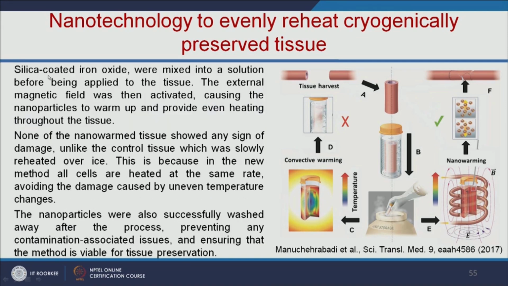Here the scientists are using silica coated iron oxide. This will be applied to the tissue and the external magnetic field was then activated. It will cause the nanoparticles to warm up and provide even heating throughout the tissue. None of the nano-warmed tissues showed any sign of damage, unlike the control tissue which was slowly reheated over ice. These nanoparticles could be washed away during the process, which prevents contamination-associated issues and ensures that this method is viable for tissue preservation.